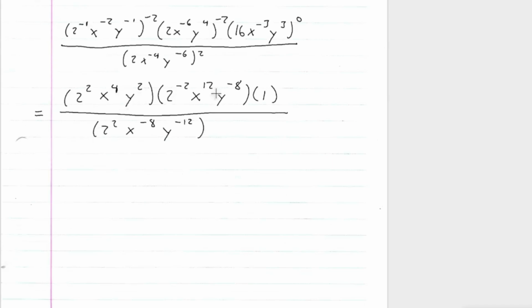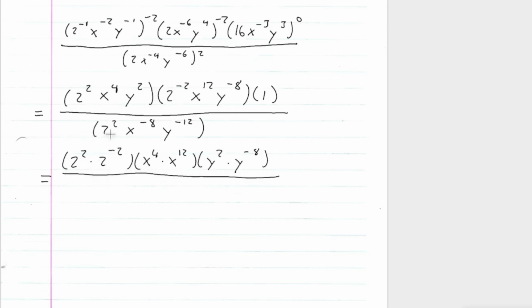Okay, so now let's go ahead and attack the top. Well, we'll do 2 squared times 2 to the -2. X to the 4th. So we're going to combine these guys, right? We'll have x to the 4th times x to the 12th. And we'll have y squared times y to the -8. And that's all over. So we're just going to rewrite this as 4x to the -8, y to the -12.